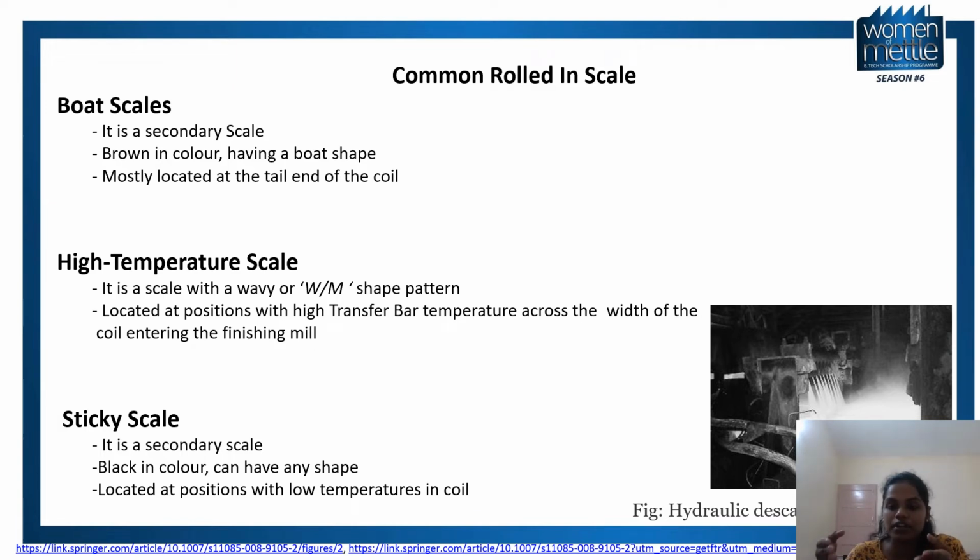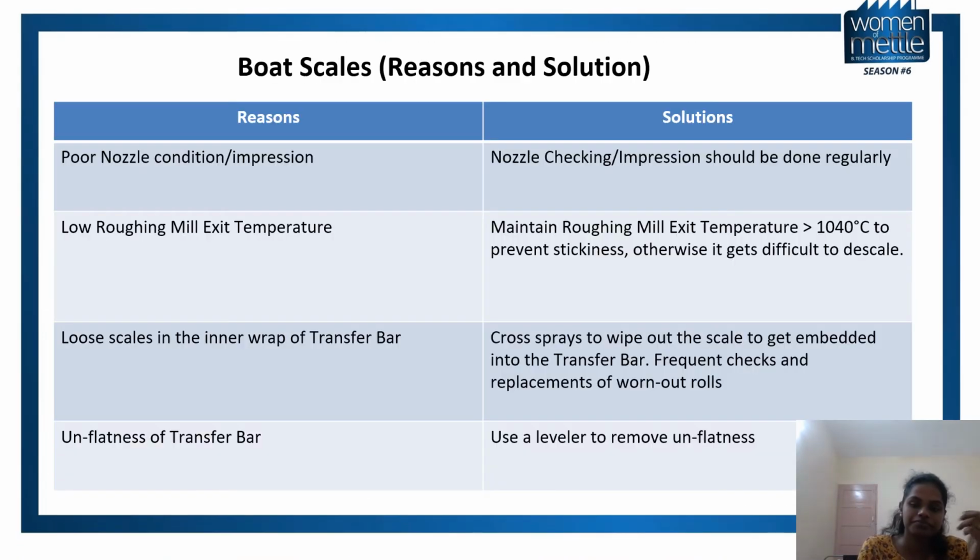Here we are seeing a hydraulic descaler, how scales are usually removed from the surface. Coming to one of the rolled in scales, the boat scales, we'll mention first the reasons that lead to their formation. Poor nozzle condition or impression can is one of the major reasons. Low roughing mill exit temperature is also one of the reasons. Loose scales trapped in the inner wrap of the transfer bar and unflatness of the transfer bar can also cause them.